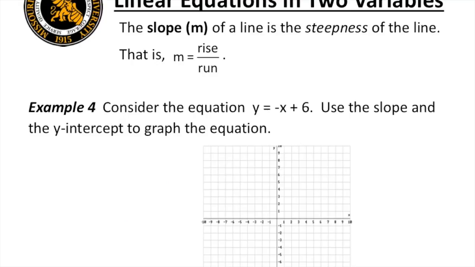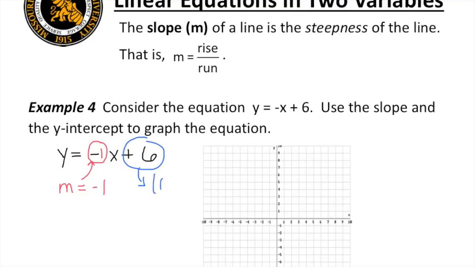In example 4, we continue to examine the equation y equals negative x plus 6. In writing our equation for our line in this form, we can identify the slope, and in this example, the slope is a negative 1, and we can identify our y-intercept. In this example, our y-intercept is the ordered pair 0, 6. Recall, the y-intercept is the point where the graph crosses the y-axis. So in this case, our graph crosses the y-axis at 6.